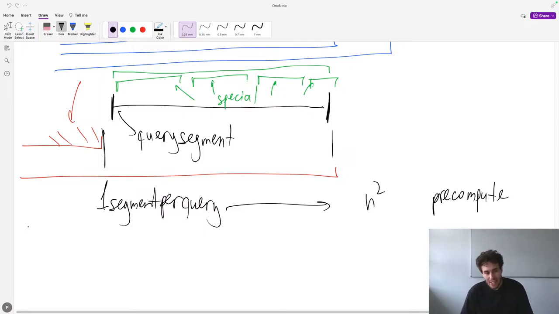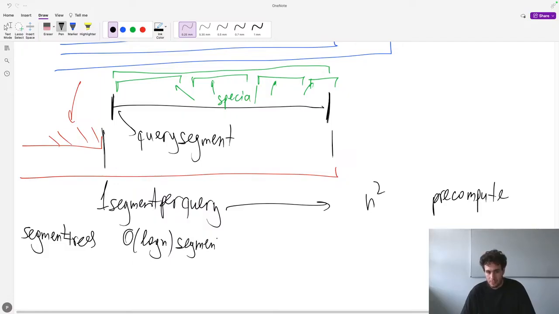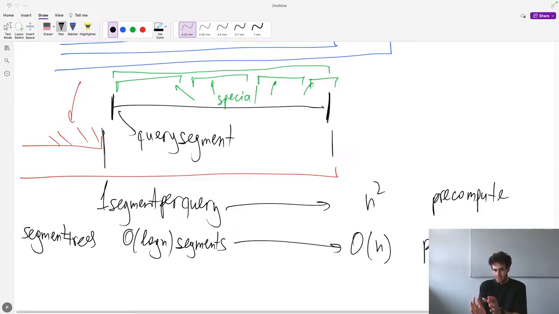So what we're gonna do with segment trees is that we're gonna have not a constant number, but a rather small number of segments per query. It's gonna be log n segments per query. But we'll drastically reduce the precomputation. So we'll only have a linear number of segments to pre-compute. Only a linear number of segments, but still every possible segment can be represented with a logarithmic number of the pre-computed ones. This is kind of magical.